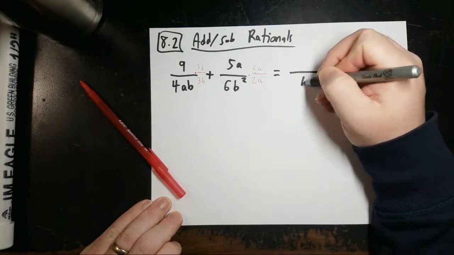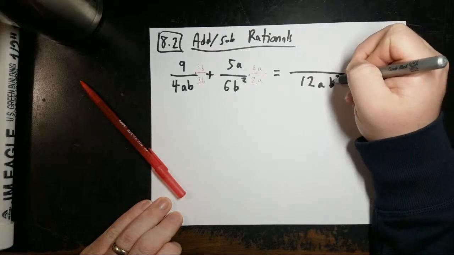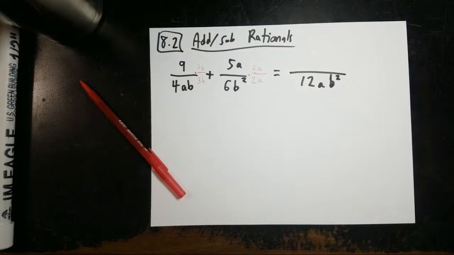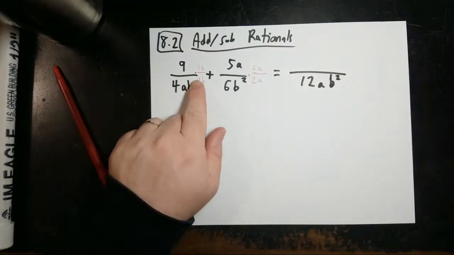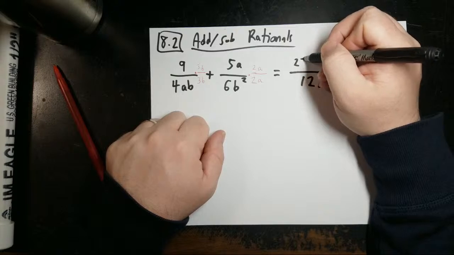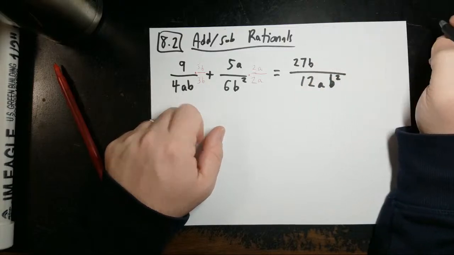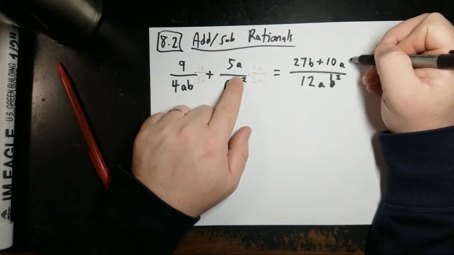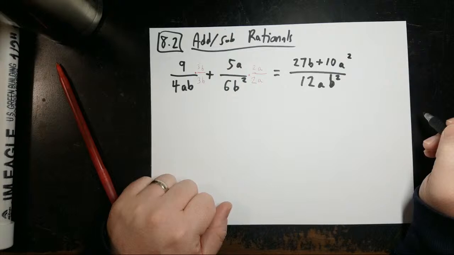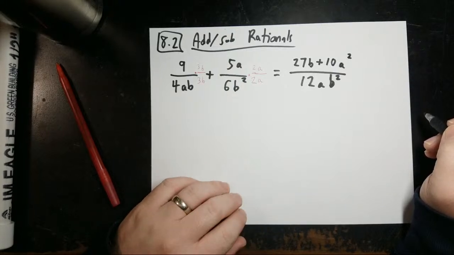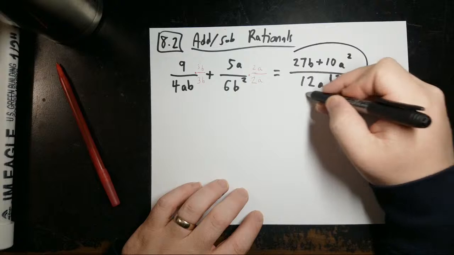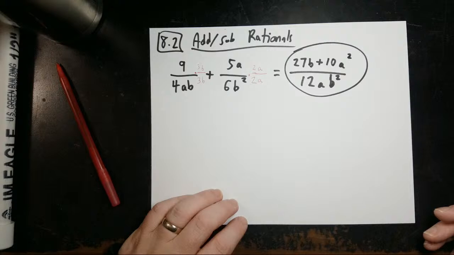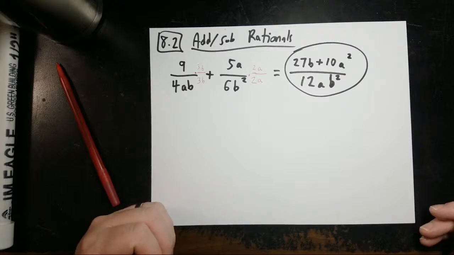But as a result, the top of my fraction is going to change because I had to do that multiplication. The first term would simply become 27b, and the second term, plus, would become 10a squared. It looks terrible, but this is the answer. That's what they wanted. Nothing else can simplify.